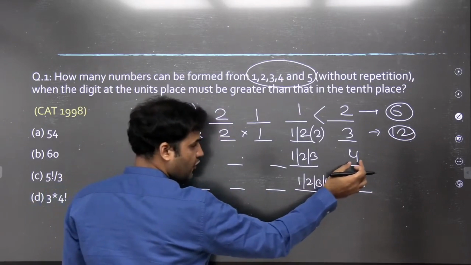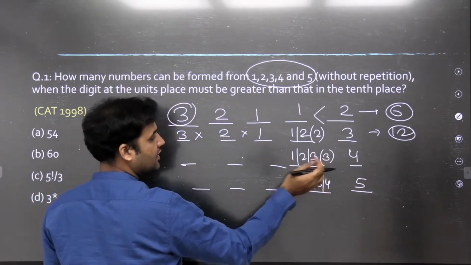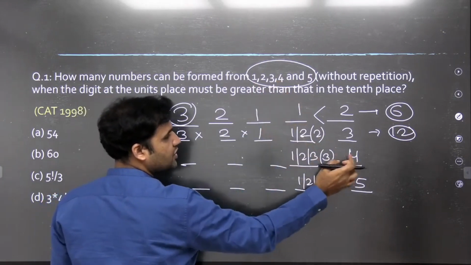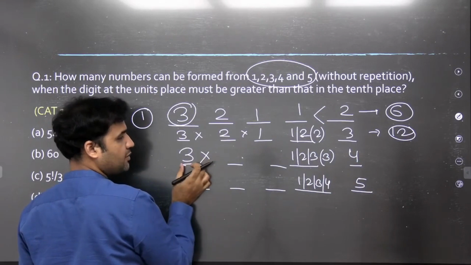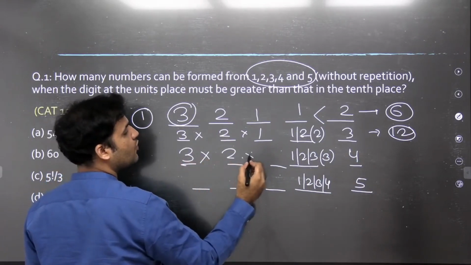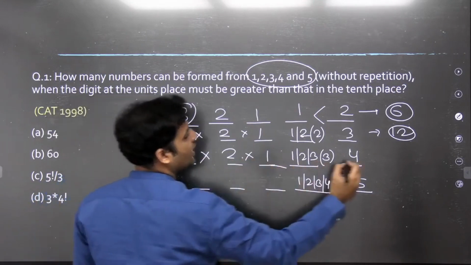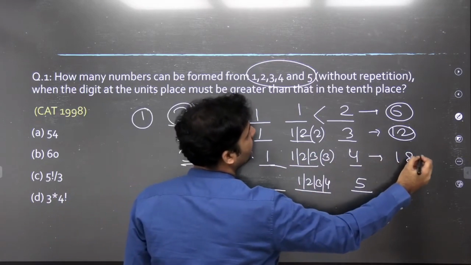If I am placing 4 over here, then this place can be filled in 3 ways. Out of 5, 2 digits are placed, so I will be left with 3 digits to place over here. This place can be filled in 3 ways, this place in 2 ways, this place in 1 way. So I have 3 into 2, 6, 6 into 3, 18 numbers.